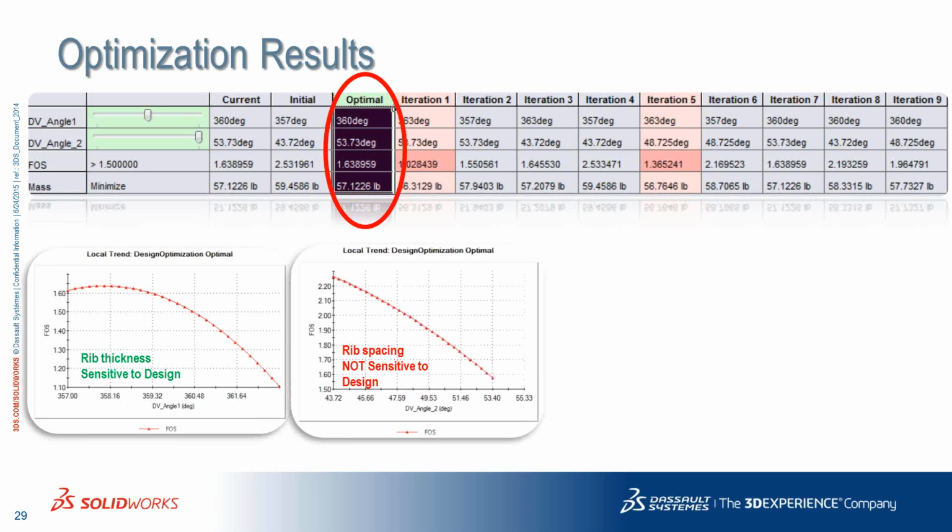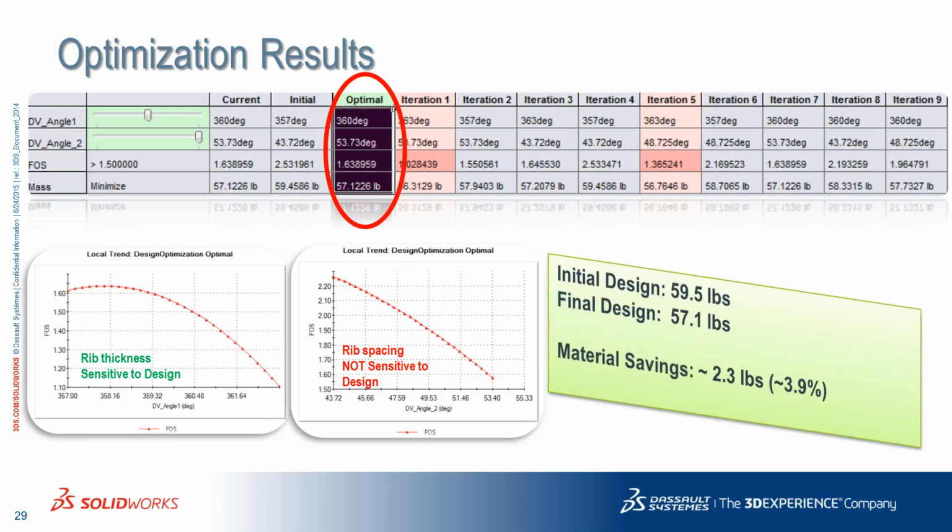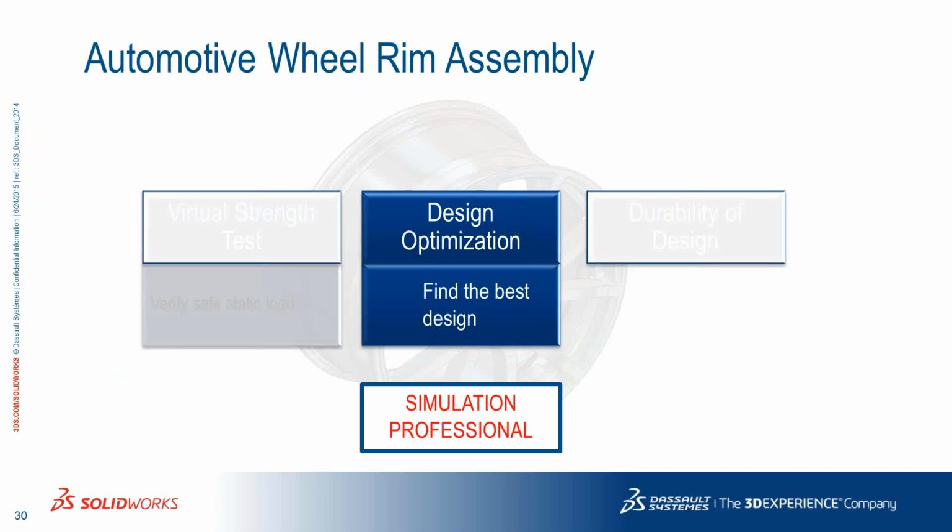But if I look at how changing the rib spacing affects the results, you can see that the factor of safety is more or less a linear response. So we know that the rib thickness is more sensitive towards the performance, in this case factor of safety, not so much the rib spacing. So again, additional information that can help you drive or test multiple design dimensions on your design. The local trend analysis or the design sensitivity analysis is another nice output given out by optimization. So what we did here was a quick optimization to find out the best design.